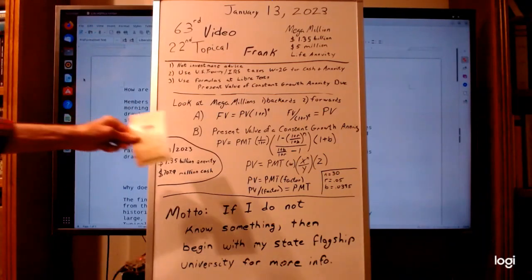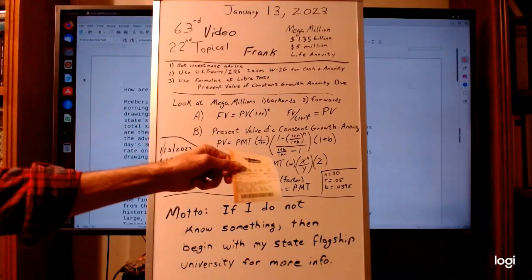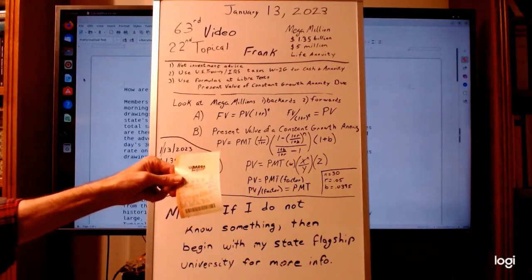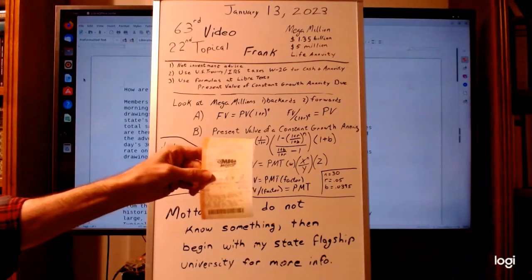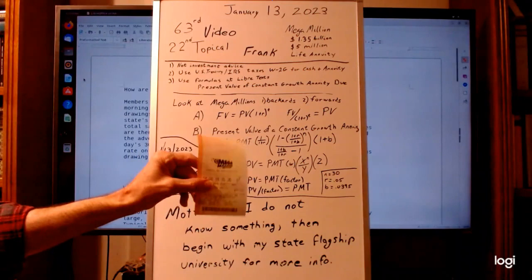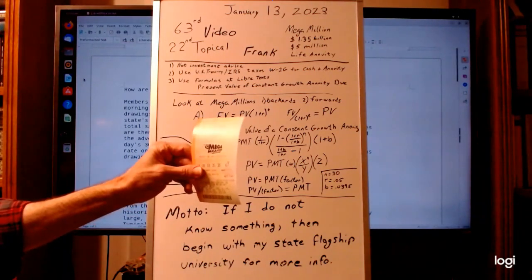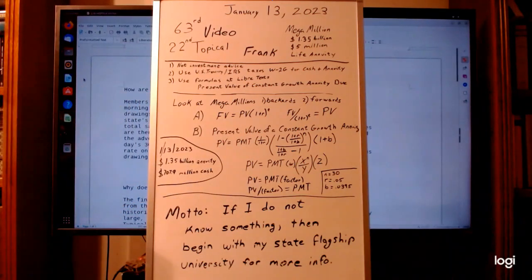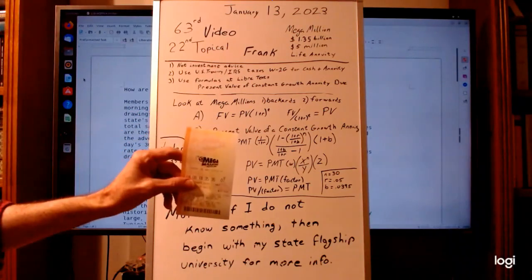I usually, whenever the Mega Millions or the Powerball gets big, I'll buy a number or two, and there's my ticket. Well, from Tuesday, really. That's not the current ticket.